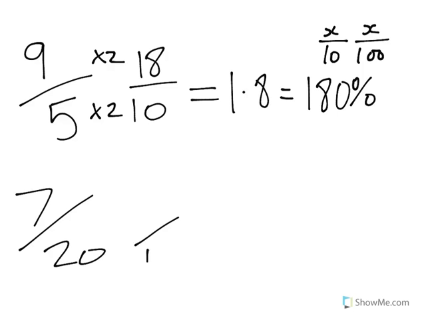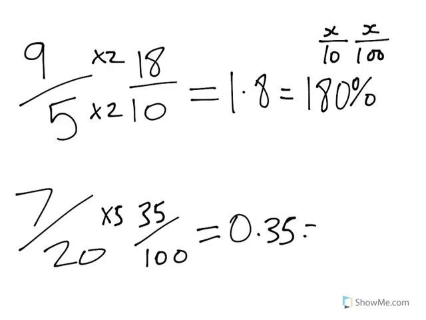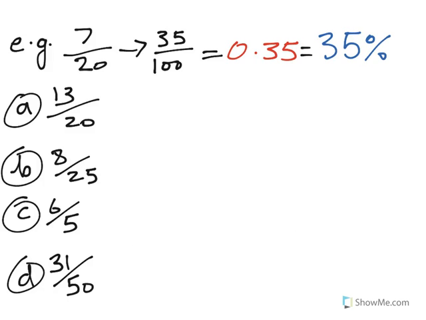Similarly, with 7/20, I look at the 20ths and actually think I can count up in 20s up to 100. And I need 5 lots of 20 to get up to 100, so I'd multiply both the top and the bottom by 5. 7 multiplied by 5 is 35. So 35 over 100 is a fraction I can use to get to my decimal, which would be 0.35 or 35/100ths. And that is worth 35%.